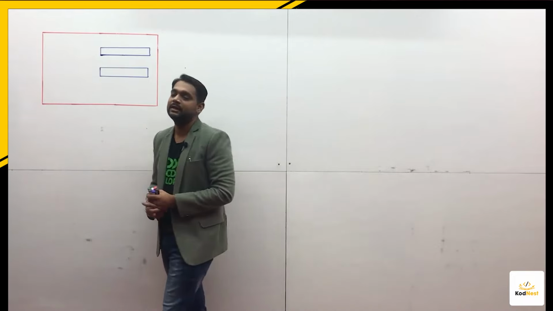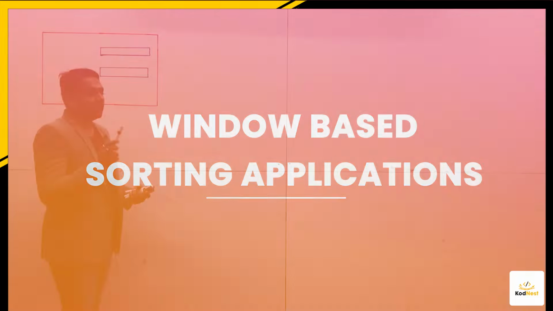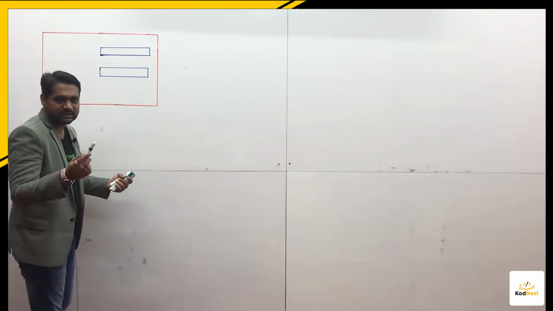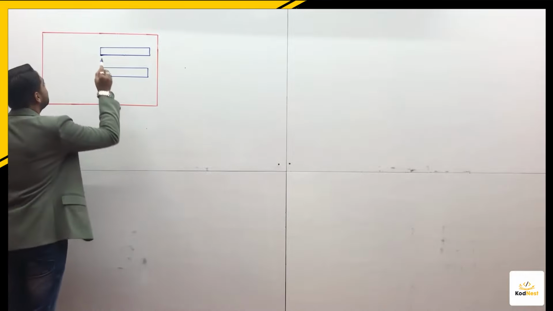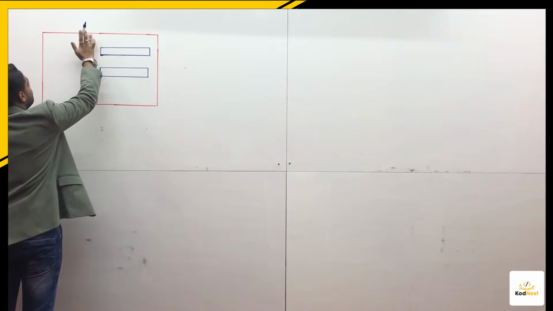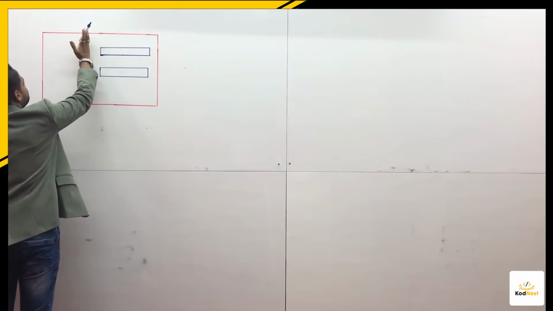Please do take the heading as window based sorting application. Now what we have to do is we have to build one window like this using Swings. Probably I would give the heading for this window as sorting. Probably like this I would give the name sorting.